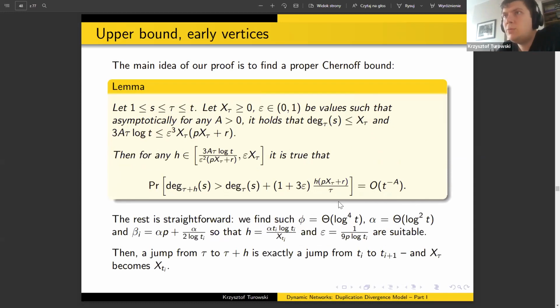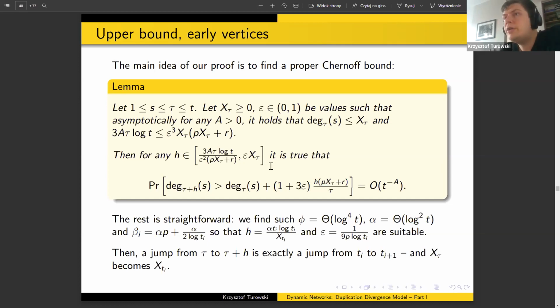Okay. And then we have a proof with very elaborate assumptions. But the trick is that it is just a Chernoff bound for the degree of a fixed vertex. It just says that a large increase in the degree of a vertex in an interval of length h is very improbable.